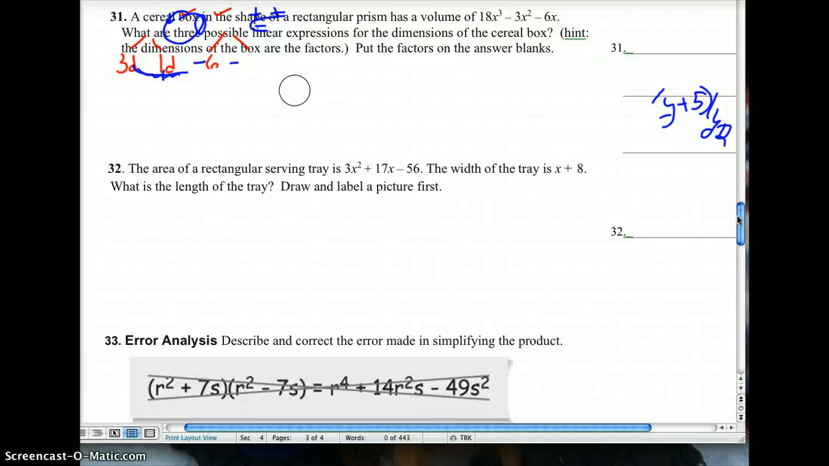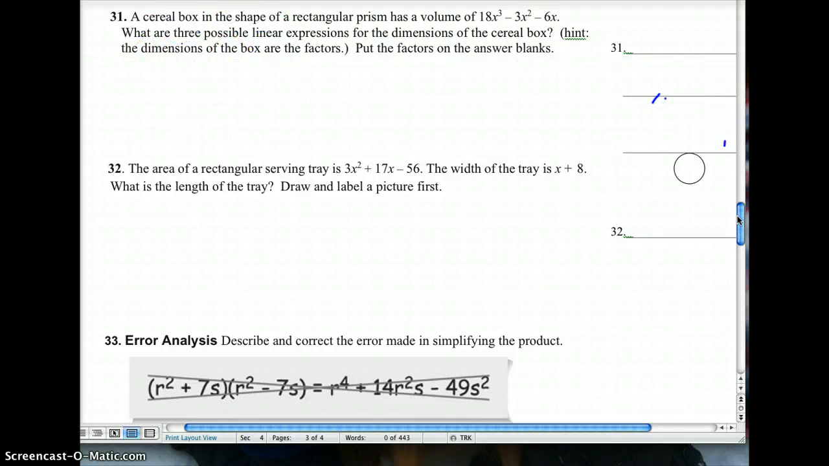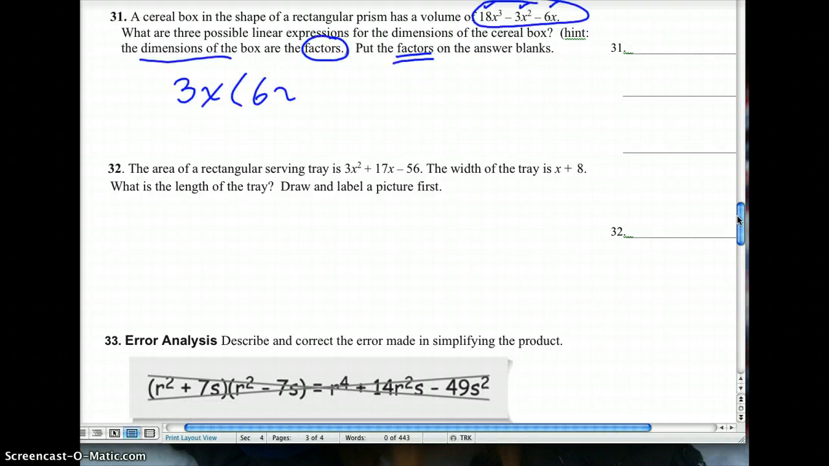Number 31, we've got the cereal box. And remember to get volume, we do length times width times height. And they're telling you to find the length, the width, and the height, the dimensions of the box. It actually says it's the factors, so really what I need to do is factor it. When I look at these, I notice that a 3 is on all of them and an x is. So I'm going to divide out a 3x. So I divide an x out of every single term.